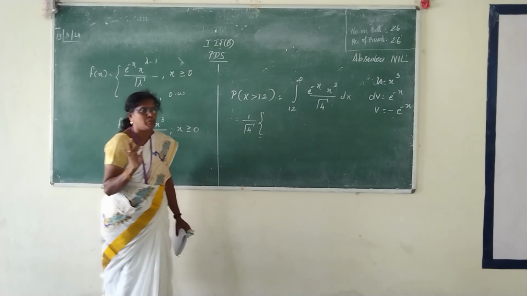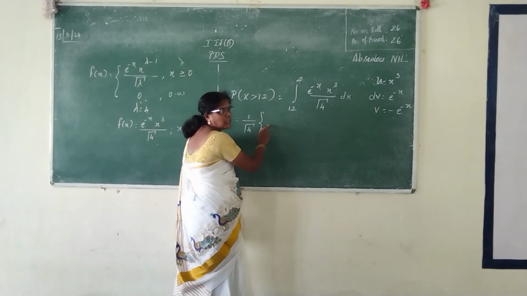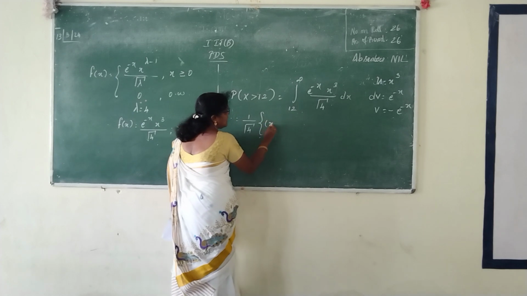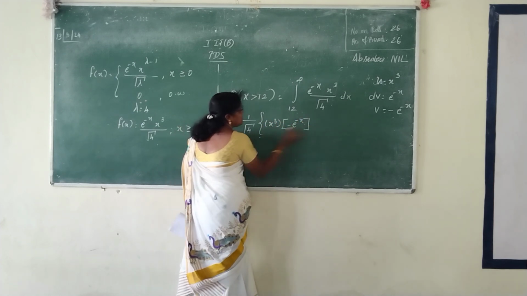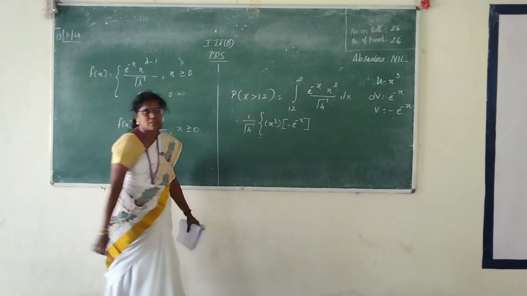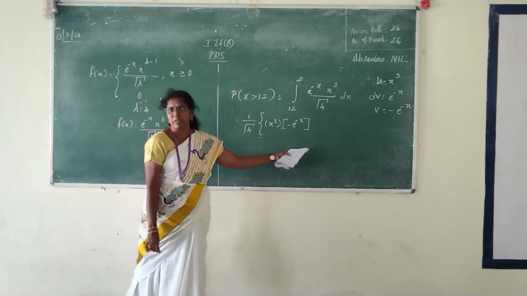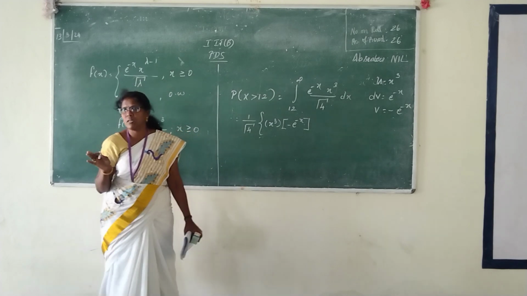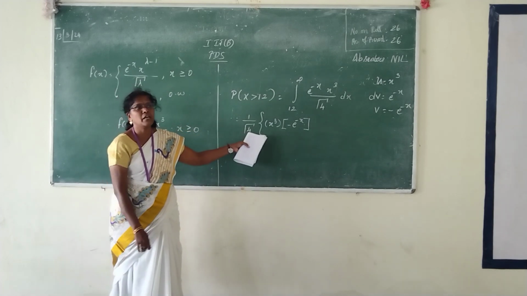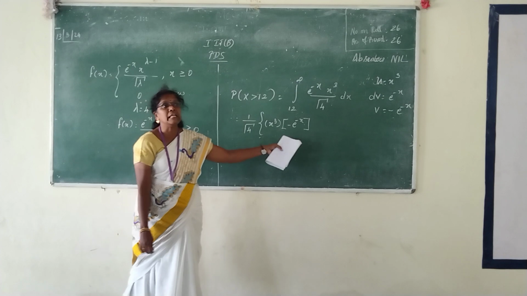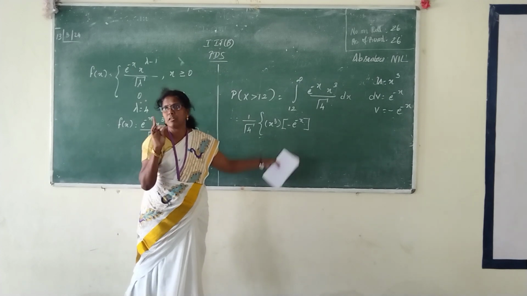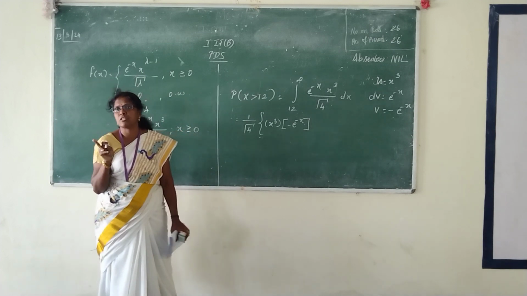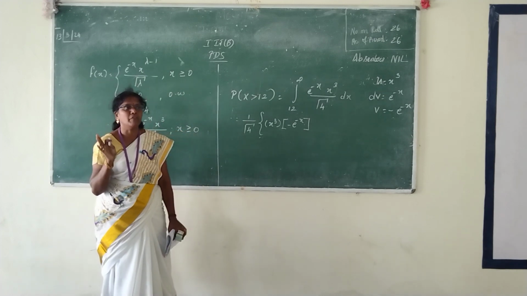Now apply Bernoulli's formula. First term is u into v. So u term is x cube, v term is minus e power minus x. Just for difference I am using different values. First one is u, second one is v. Hereafter what is the procedure? You have to differentiate the u terms and integrate the v terms. That is your Bernoulli's formula.